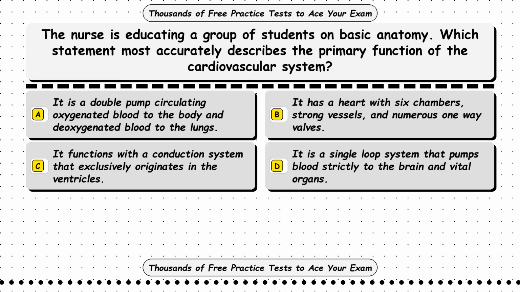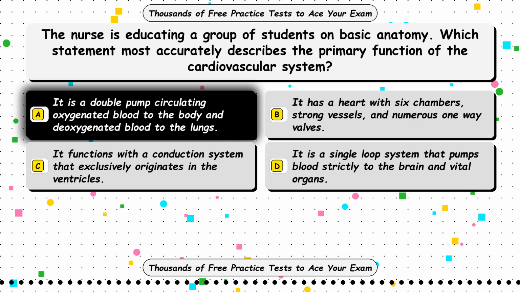Question 76. The nurse is educating a group of students on basic anatomy. Which statement most accurately describes the primary function of the cardiovascular system? Option A. It is a double pump circulating oxygenated blood to the body and deoxygenated blood to the lungs. Option B. It has a heart with 6 chambers, strong vessels, and numerous one-way valves. Option C. It functions with a conduction system that exclusively originates in the ventricles. Option D. It is a single-loop system that pumps blood strictly to the brain and vital organs.